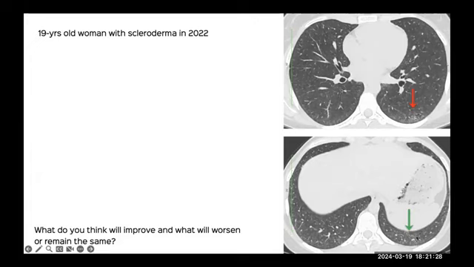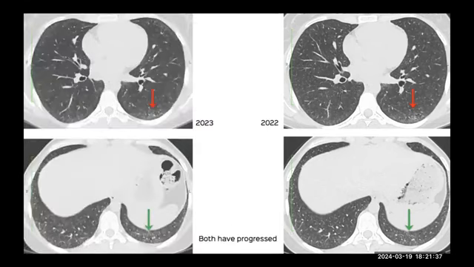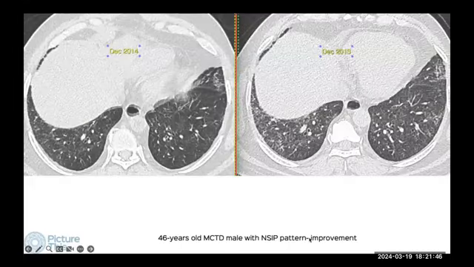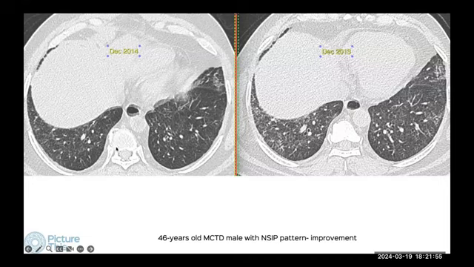Now here is a patient where you have a little bit of traction bronchiectasis, but you also have subtle areas of ground glass and reticular opacities, and you need to figure out what will improve and what will not. Well, guess what? All the lesions have progressed after a year, and I would have thought that some of this would improve, but it hasn't. And here we have another patient in 23. Again, some traction bronchiectasis. We would not expect these lesions to improve, but they have improved on treatment. So it is a little variable.